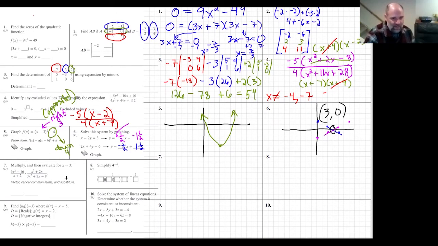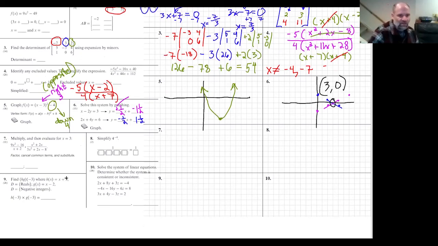All right, number 7. Multiply, then evaluate. All right, so multiplying these rational expressions means we can cross cancel factors before we multiply. You don't want to just multiply across. You got to factor first. All right, well, we like this. First step of factoring, look for a GCF. There's no GCF, but it is a difference of 2 squares.